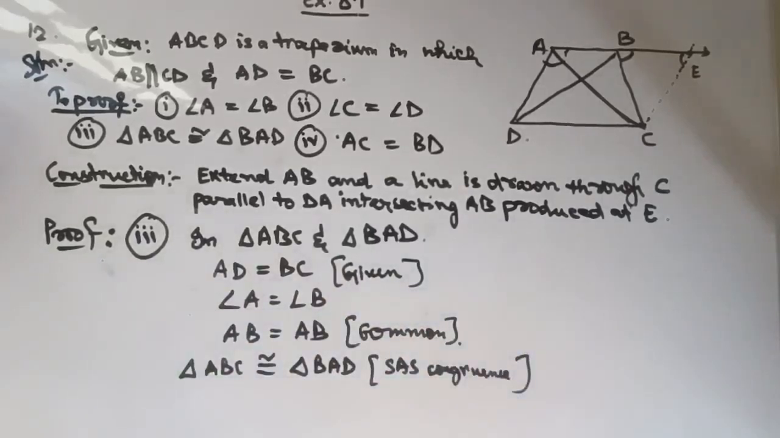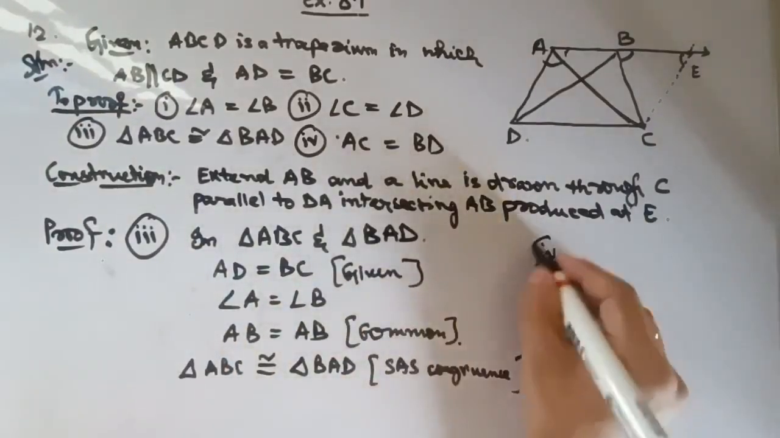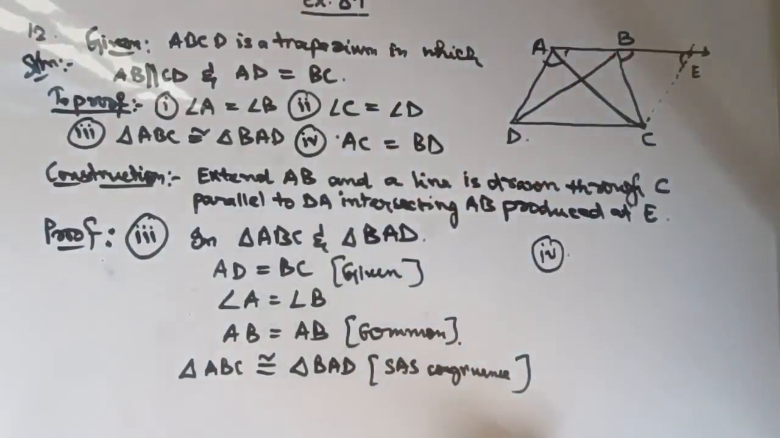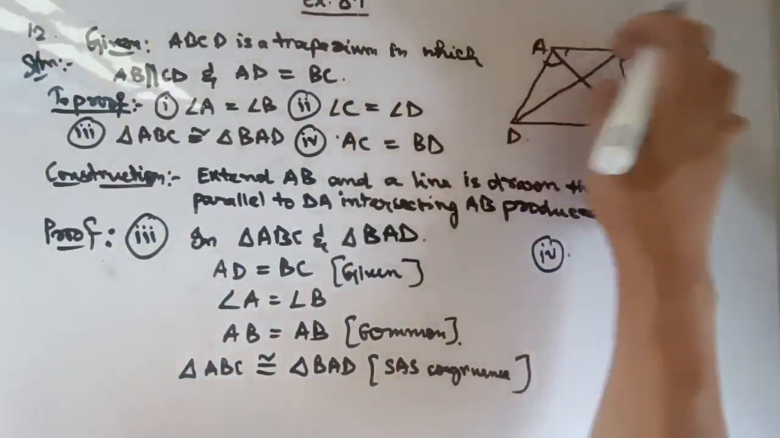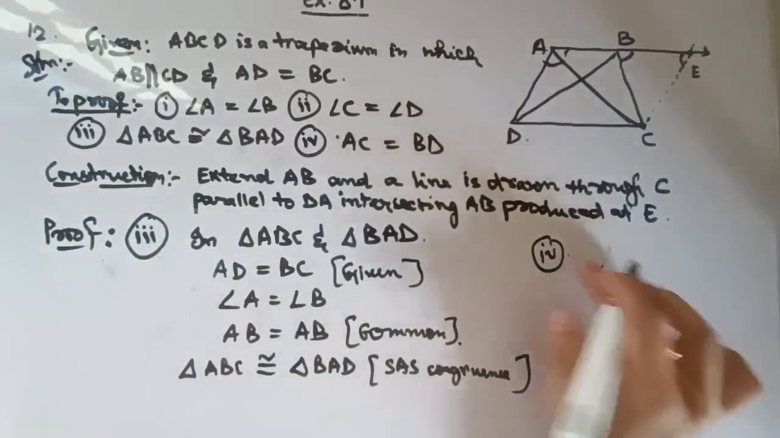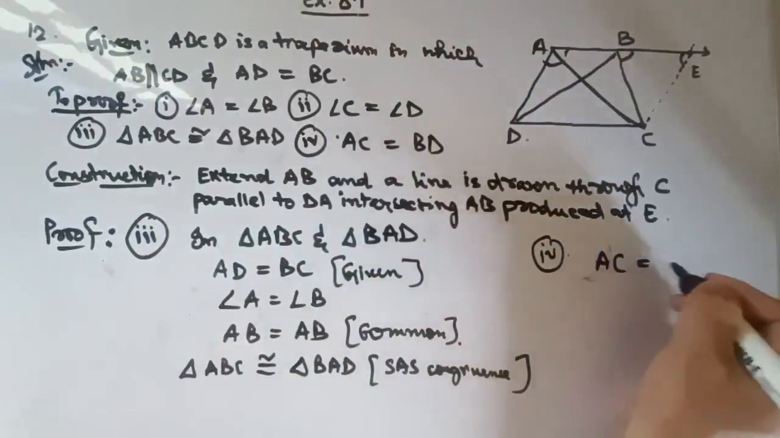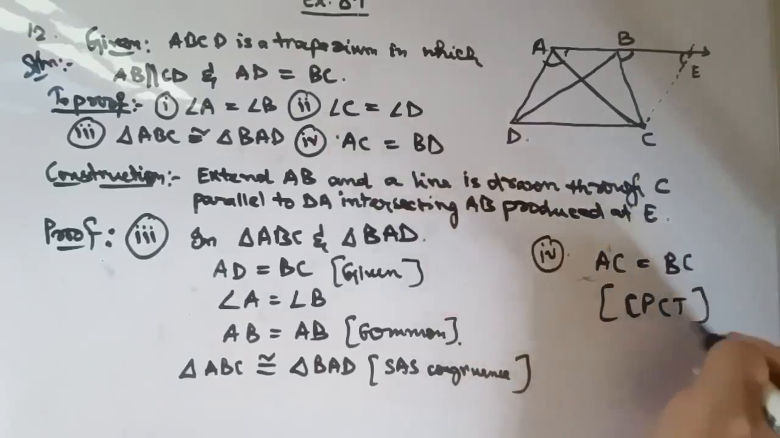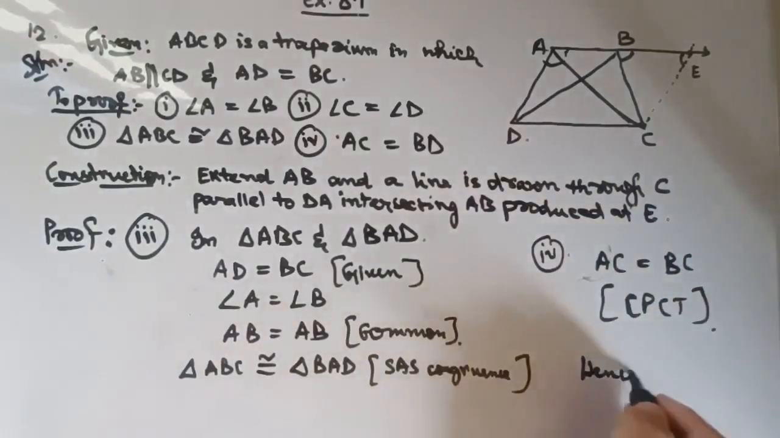By the SAS congruence rule, these two triangles ABC and triangle BAD are congruent to each other. Now for Roman number 4, we have to show that the diagonal AC and the diagonal BD are of equal length. We can easily derive this from the proof of the third part: triangle ABC and triangle BAD are congruent to each other. We can easily say that side AC is equal to side BD. Why? Because these are the corresponding parts of the congruent triangles. So hence shown.